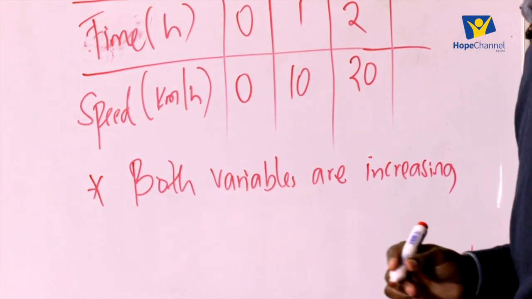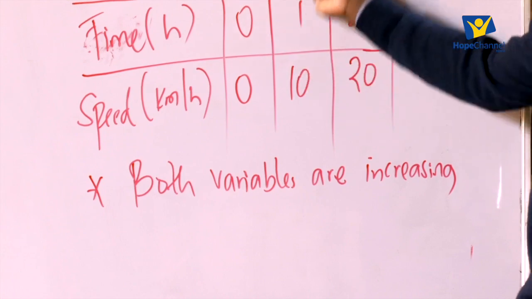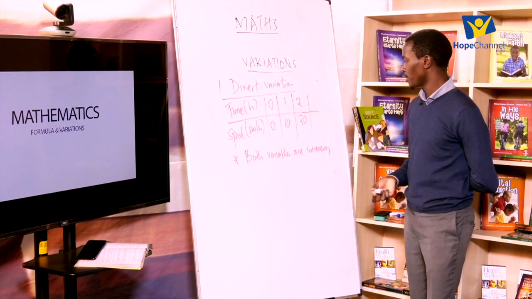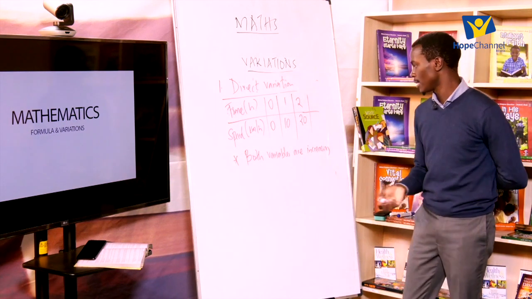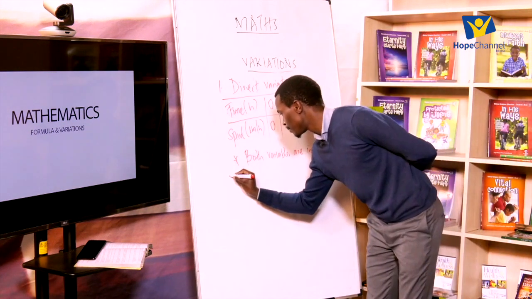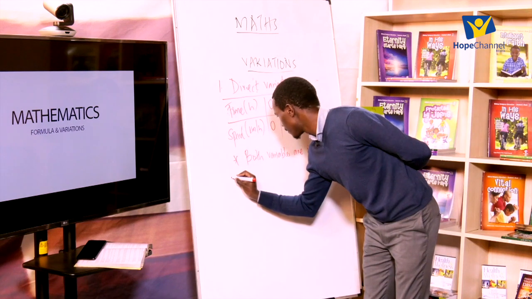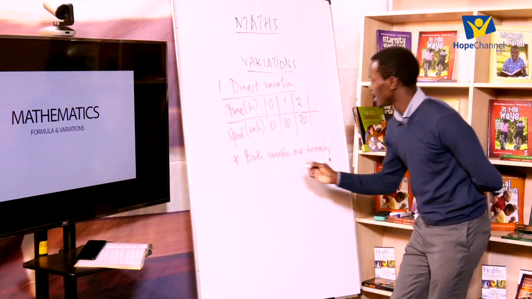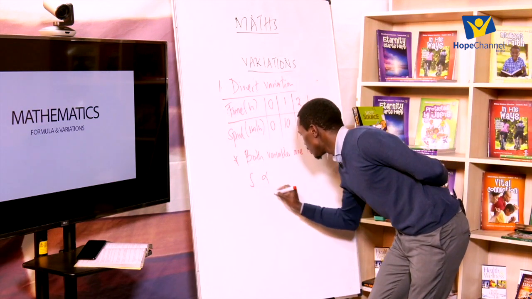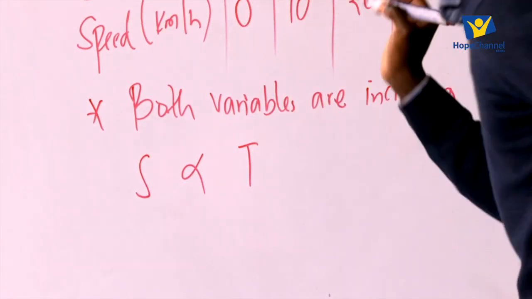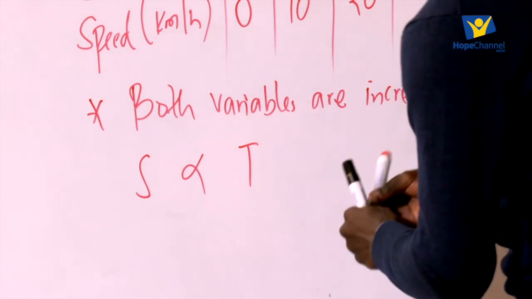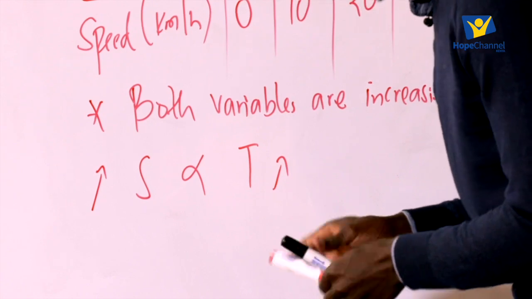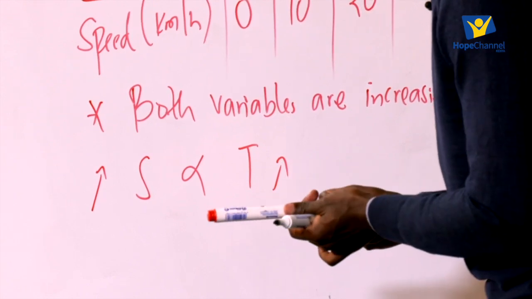Both variables are increasing. For example, as time increases, speed also increases. Let's have an example. The formula for this one is speed is directly proportional to time. What we mean here is that as speed is increasing, time is increasing. There is a sign that I've indicated here.